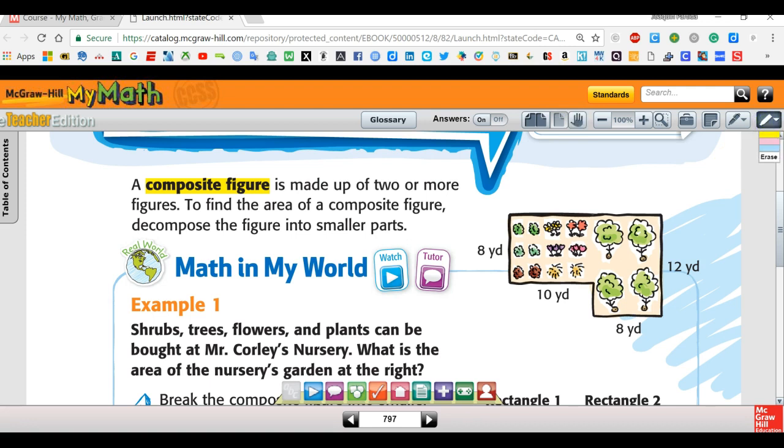Again, a composite figure is made up of two or more figures. To find the area of a composite figure, decompose the figure into smaller parts, and that's what we just did. So instead of making this a polygon, I cut it into two shapes. Now I'm going to find the area for this one here, and then I'm going to find the area for here. And let's see what they have.